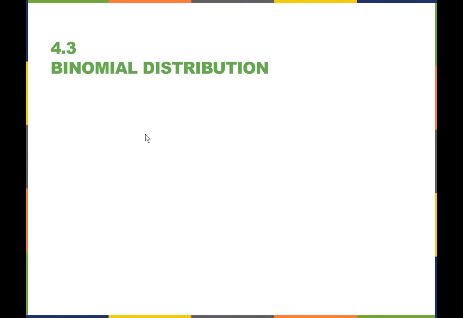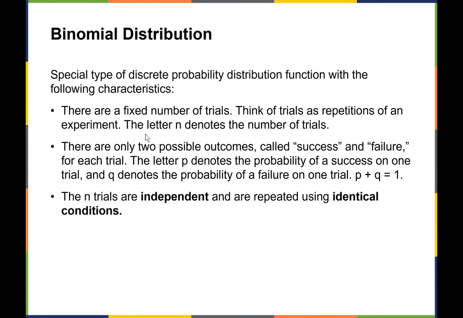Very exciting day. All right, let's go ahead and get started talking about the binomial distribution. So the binomial distribution is just a special type, a very commonly used type of a discrete probability distribution function. So what we learned about in 4.1 and 4.2 is all going to apply to the binomial distribution. This is just a special one that we use a lot.